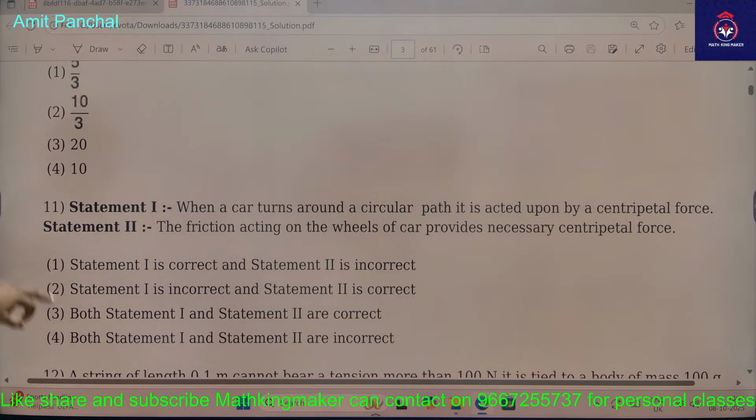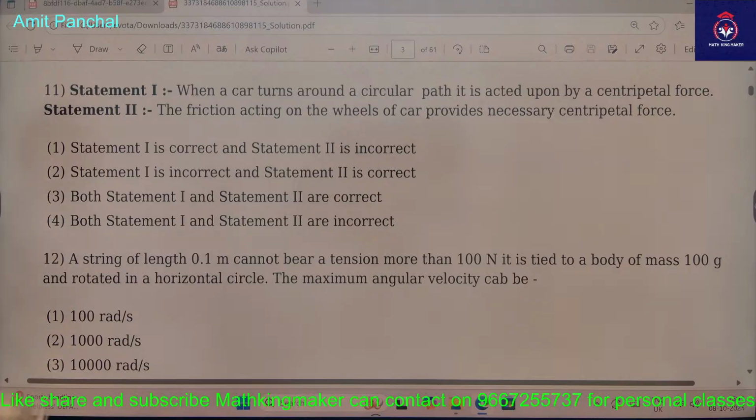Now do 11th. It's a conceptual question. Which statements are correct?